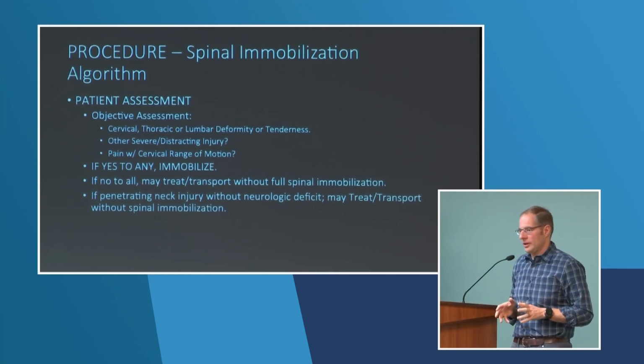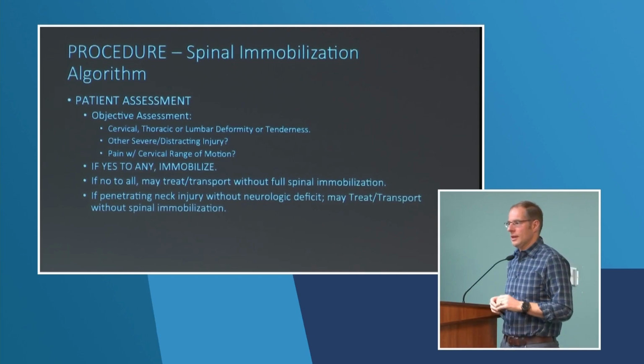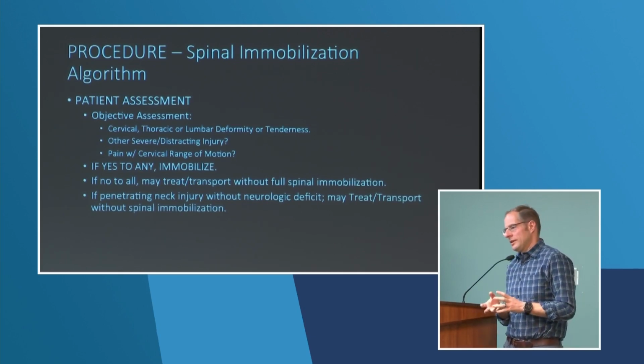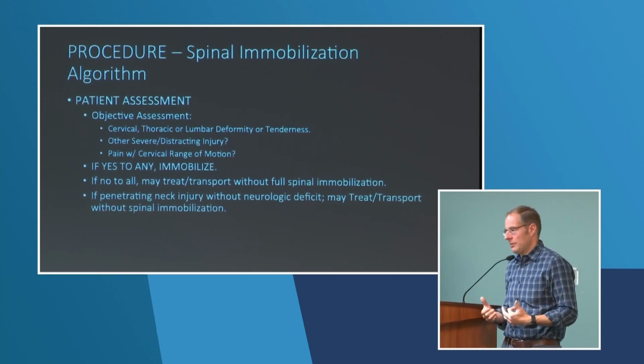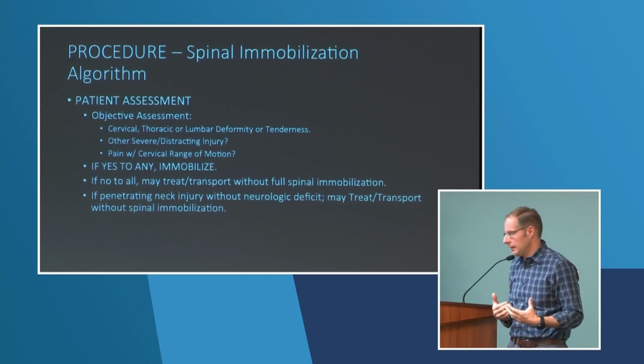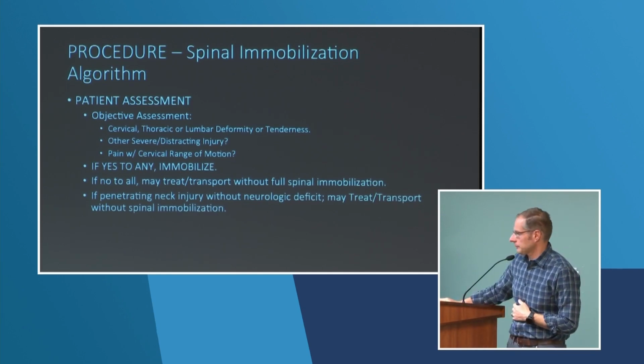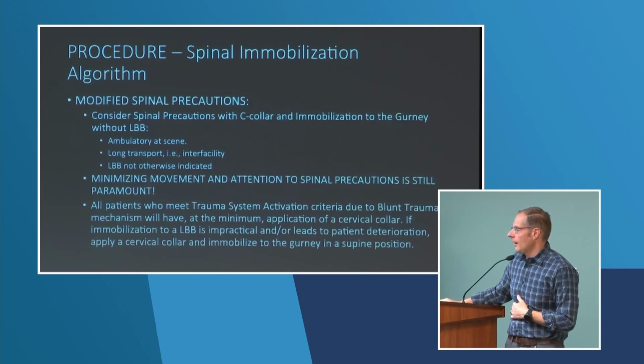The reason that penetrating injury is a separate situation is that in a blunt injury, we're thinking multiple fractures, you might have unstable fragments. In a penetrating injury, typically whatever damage to the cord is done is already done. And then, as a reminder, you can modify the spinal precautions if you don't have an indication for a long backboard, with special attention to trauma system activations.